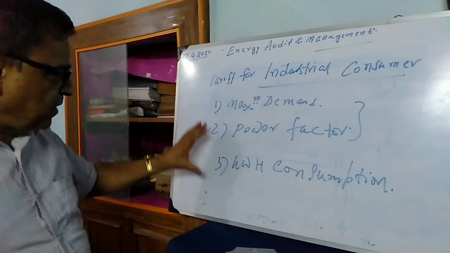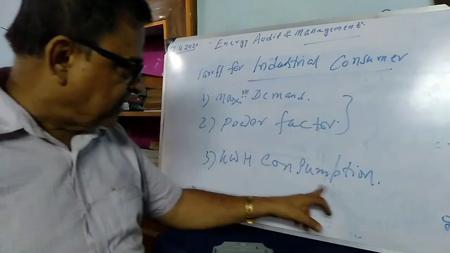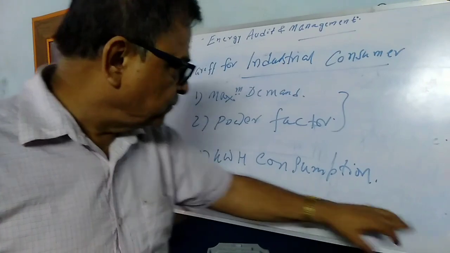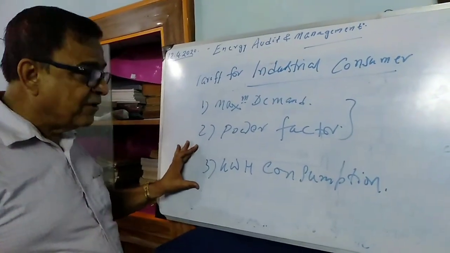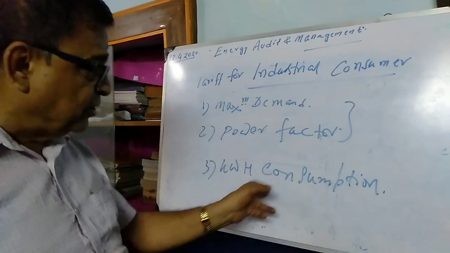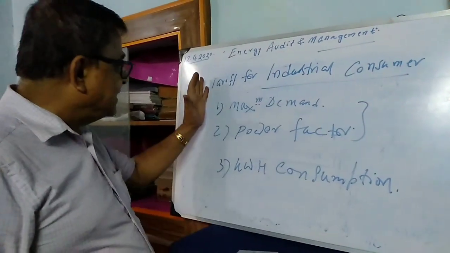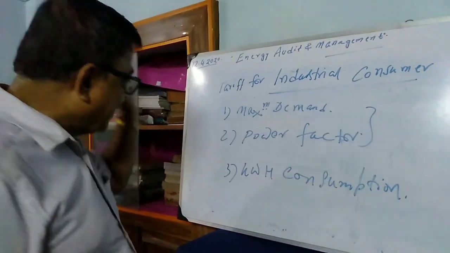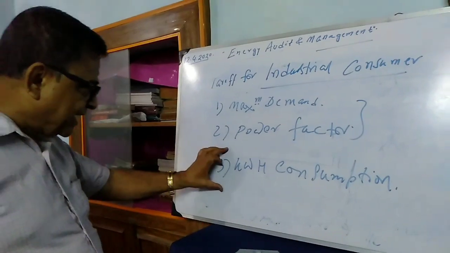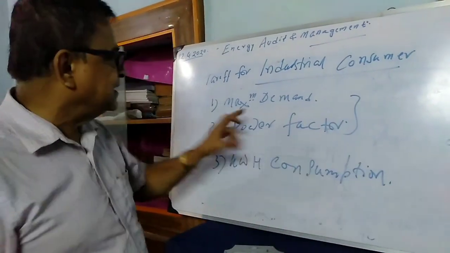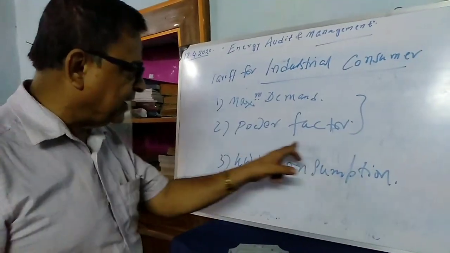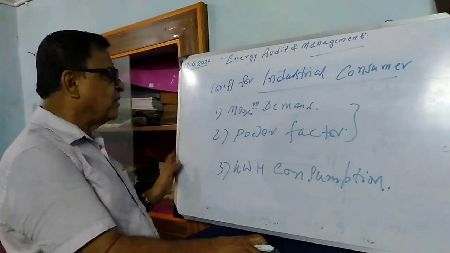For domestic consumers only kWh consumption is required, and they charge for that kWh consumption. But in industry, the power supply company charges for kWh consumption as well as for maximum demand and power factor. Now what is maximum demand, what is power factor?